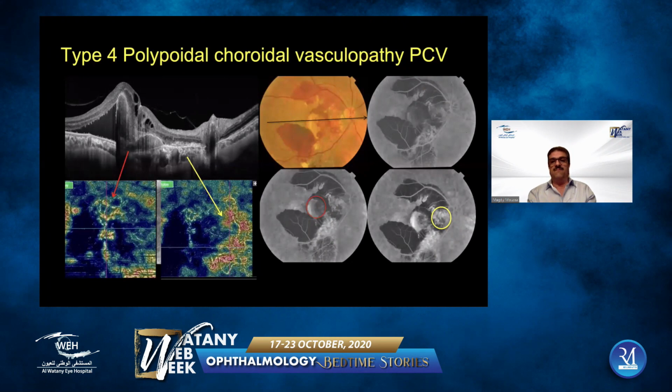And again, if we don't have ICG, like in Egypt now, we don't use it, we don't have the dye, so OCTA can be very helpful in distinguishing PCV from different types of CNV.